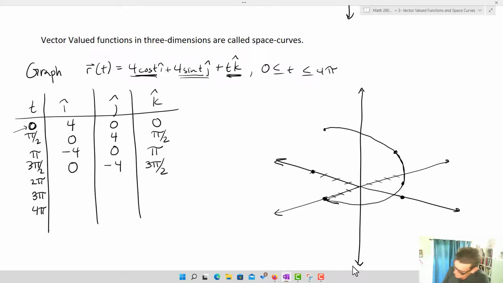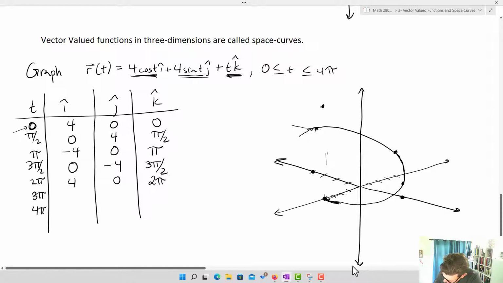Then we go to 2 pi. So 2 pi is going to take us back around to the beginning in terms of our values for cosine t and sine t. And so essentially we're going to have 4, 0, but now my z is different. My z value now is going to be 2 pi, which is like 7. So now, just imagine that I am directly above this point. You're actually moving up. This is a little strange, but we're going to move up to the 2 pi range, so it's about there, if we imagine that.